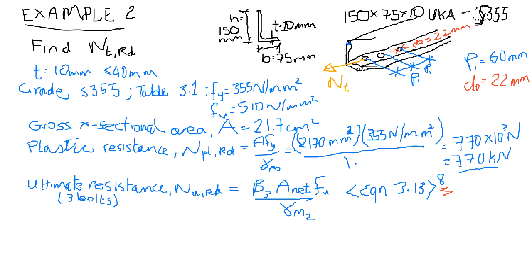So A net. If we look at a cross section through here, what's the net area from that cross section? A net is going to be the overall cross section area, which was 2,170 millimeters squared, minus the number of holes, in this case just one hole, times the hole diameter, d0, times the thickness of the section.